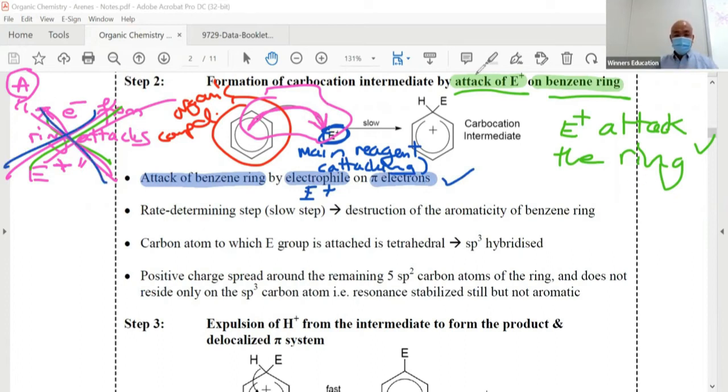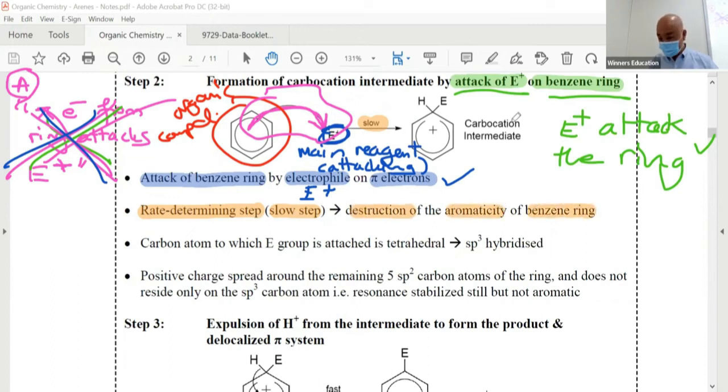This step is the slow step. I.e. in kinetics, yes, we're in kinetics. Everyone should have learned kinetics in your J1. If not, your school syllabus is really messed up. They do it the wrong way, all right? Rate determining step. Why is it slow? Because it caused the destruction of the aromaticity of benzene ring.